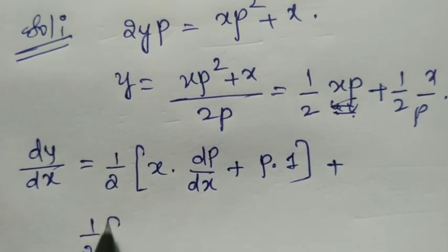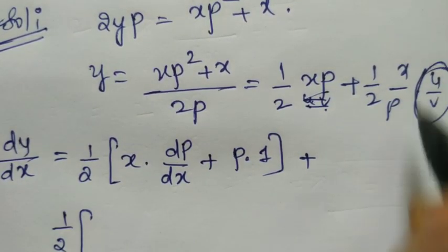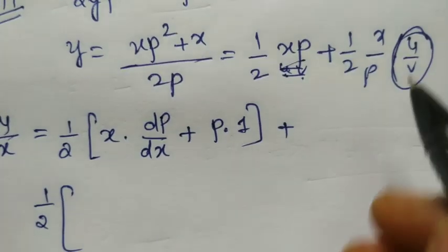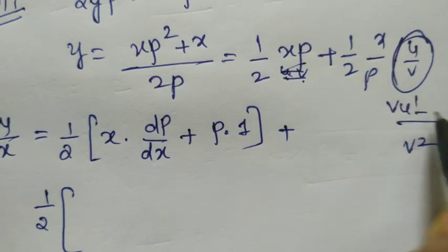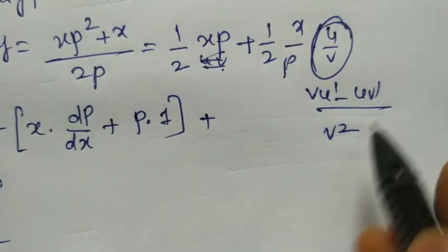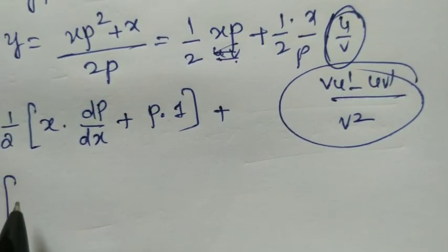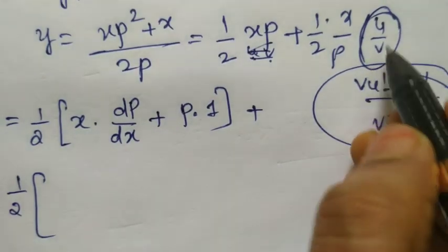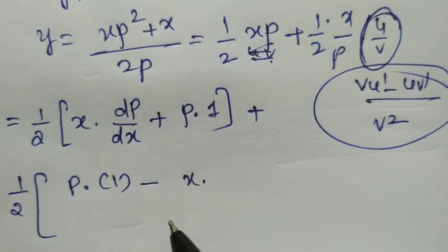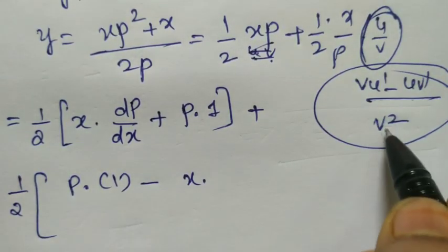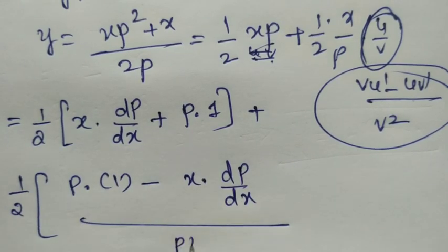So next, coming to the next term, 1 by 2 of x by p. This is by using the u by v formula. What is the u by v formula? v into u dash minus u into v dash by v square. Here u equals x and v equals p. So v into u dash, p into 1, is p, minus u into v dash, x into dp by dx, by v square, that is p square.